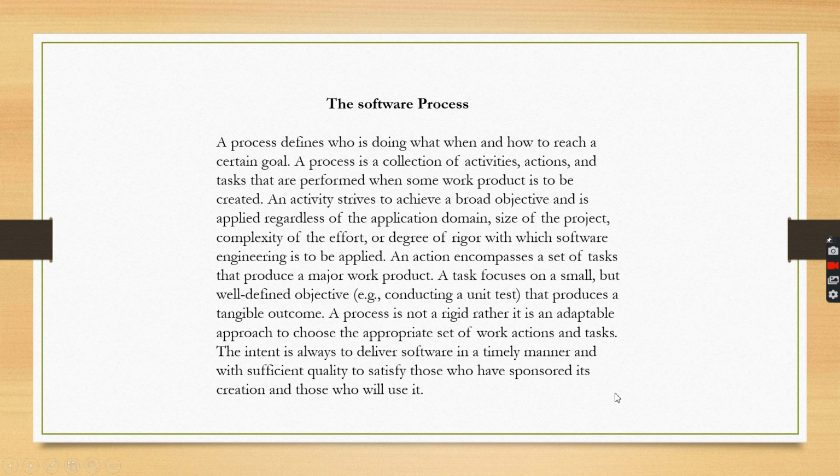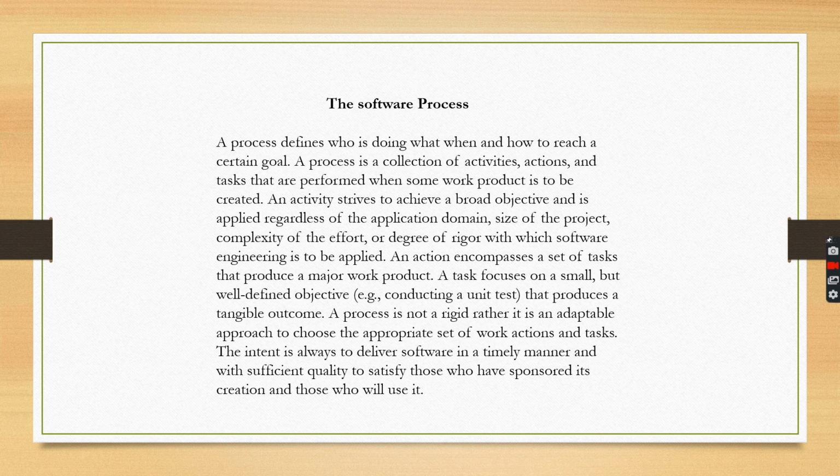The software process. So what is the software process? A process defines who is doing what, when it is being done, and how to reach a certain goal. These are the factors that are kept in mind by a designer when designing a particular kind of software. An activity strives to achieve a broad objective and is applied regardless of the application domain, size of the project, complexity of the effort, and much more.